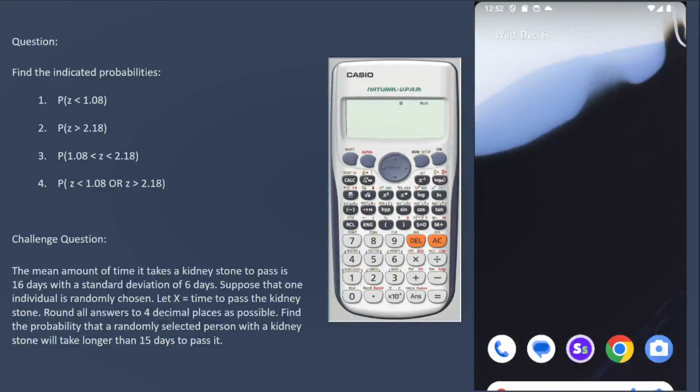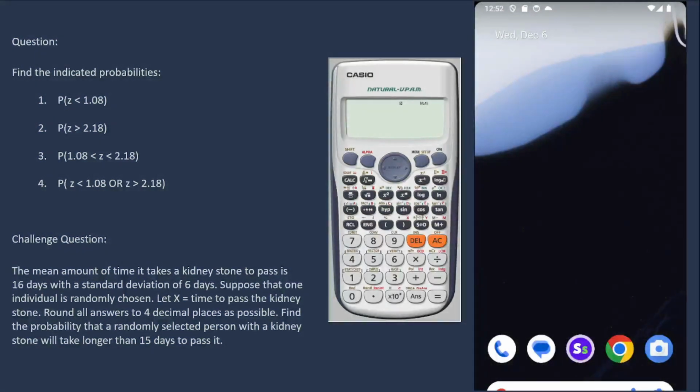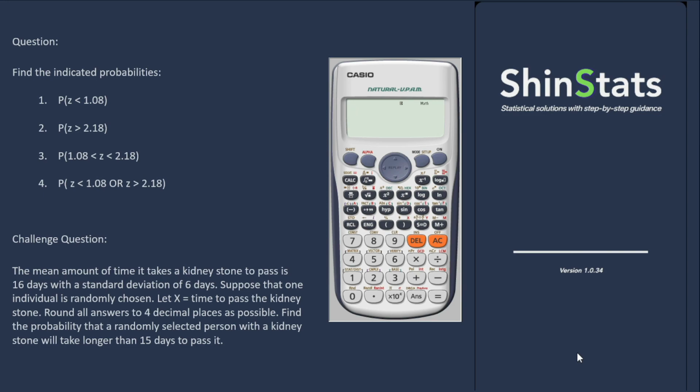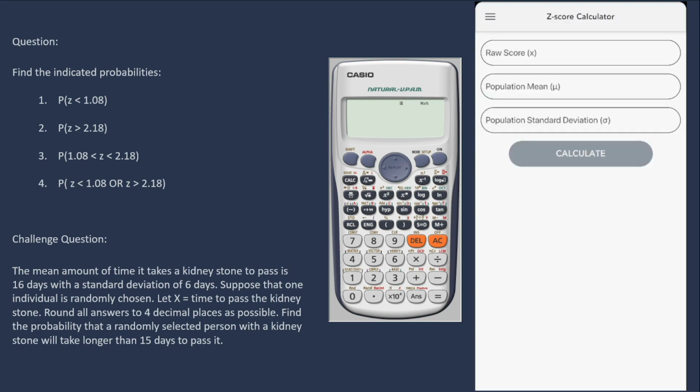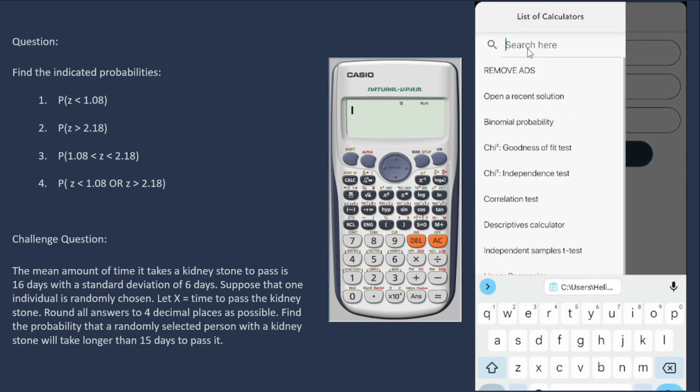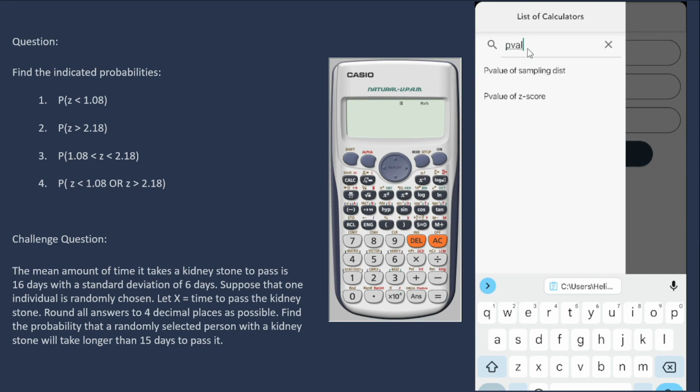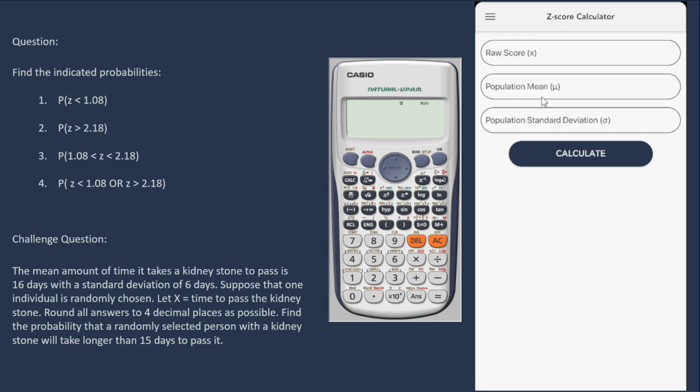Okay, in this video, we will be calculating the associated probabilities of z-scores. Questions are given on the left, and we will start by navigating through the app. We click open the app. Next, we click this menu over here, and then search for p-value, since we want to calculate the p-value of the z-scores. Select this calculator.